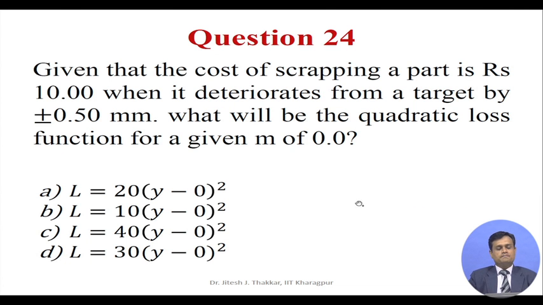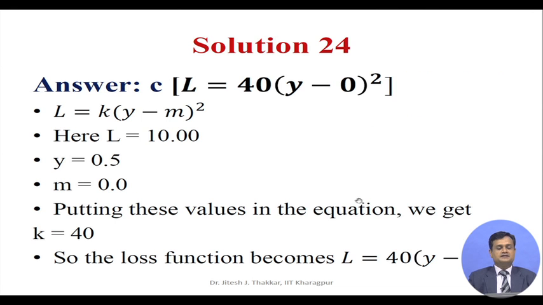Question 24. Given that the cost of scrapping a part is ₹10, when it deviates from a target by plus or minus 0.5 mm, what will be the quadratic loss function for a given m of 0? You can put the values in the quadratic loss function given by Taguchi, and easily you can find out the correct option. The answer is C, L = 40 (y - 0)², and you can see the values and how they are substituted.